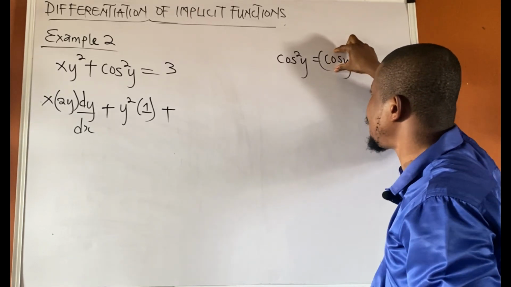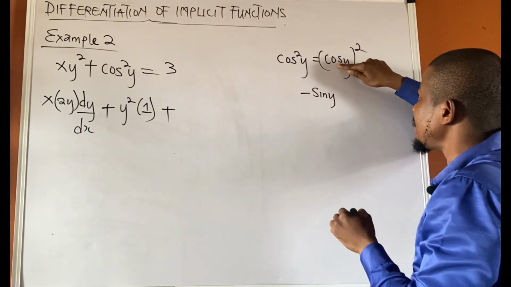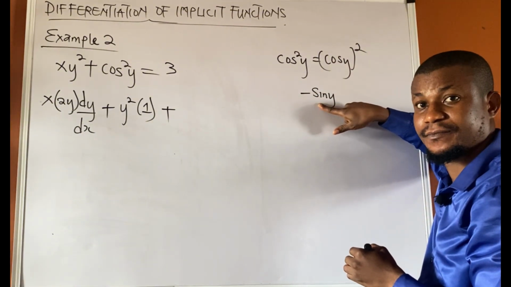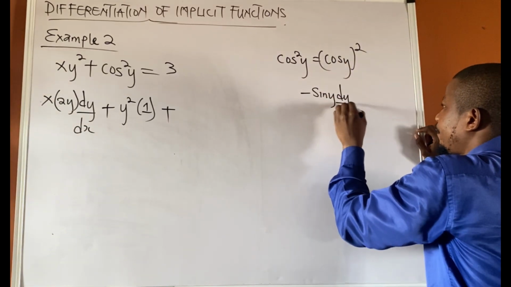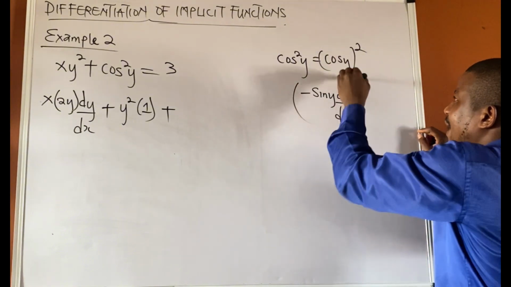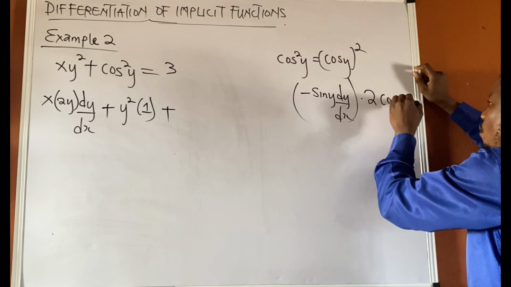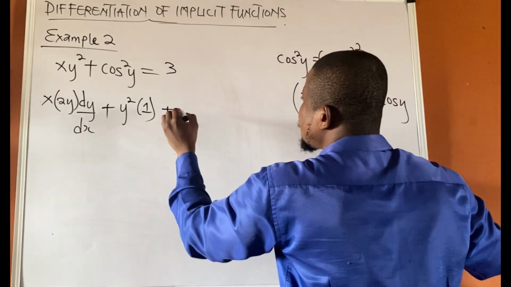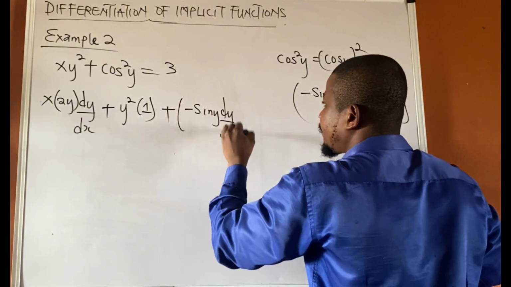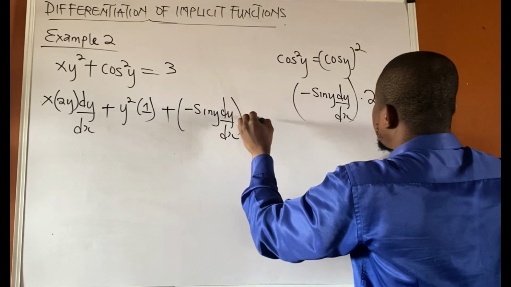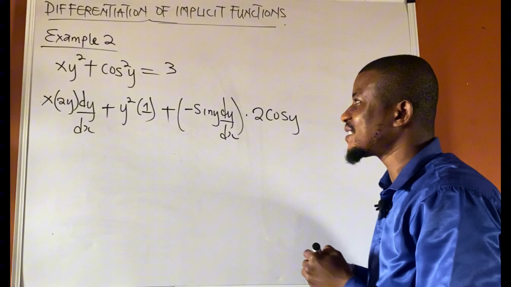So first, we differentiate the inner function. When you differentiate cos y, you have minus sine y. And remember, you are differentiating y, so you return dy/dx. And then, differential of anything raised to power 2 is 2 times that thing, 2 cos y. So we'll write this out. This is negative sine y dy/dx dot 2 cos y. All right. So that's the differential of this.